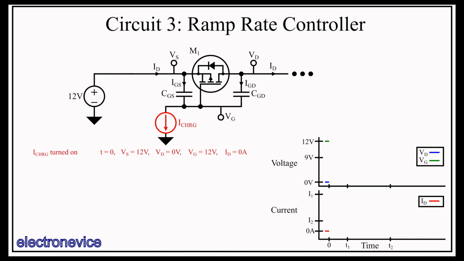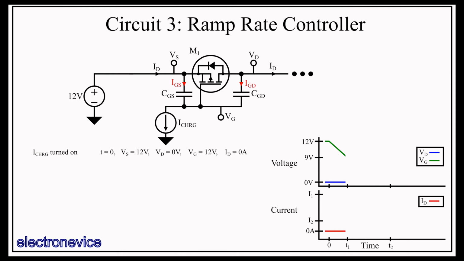So at the start at time t equals 0, the source voltage Vs is at 12 volts, the gate voltage is also at 12 volts, and the drain voltage is at 0 volts, due to the capacitive load and some resistive load to ground off-screen to the right. The current source switches on and I charge starts flowing, but since no time has passed yet, the voltages all remain the same since the capacitors have to be charged for any voltages to change.